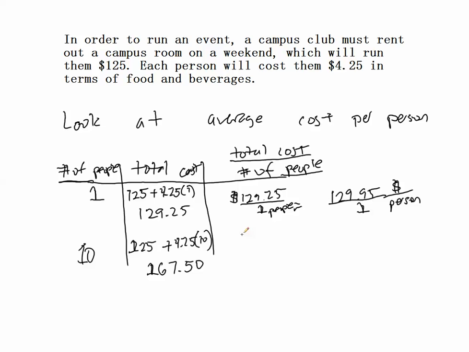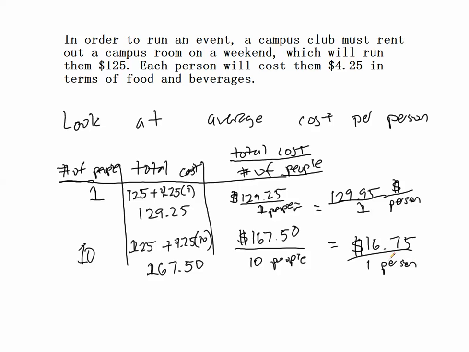Now, if I take $167.50 as my total cost, and that's divided among, now not each person is going to pay this much, this is just how much it costs to have that many people in attendance. This is for 10 people, so it actually averages out to $16.75. Well, that's much cheaper per one person.